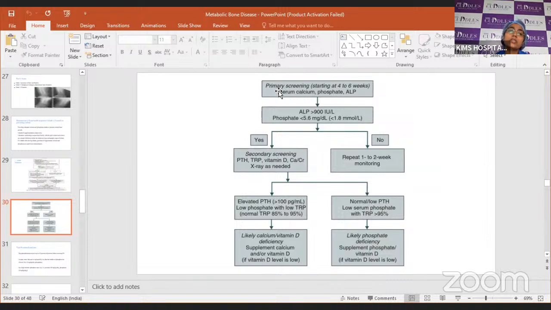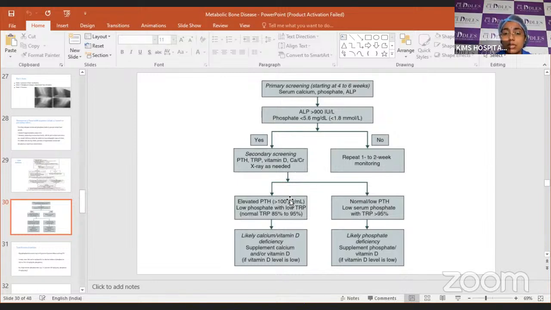This is another algorithm. In primary screening, we will start at 4 to 6 weeks, earlier in some cases, and check serum calcium, phosphorus, and ALP. If they are diagnostic of osteopenia of prematurity, then we will send secondary screening such as parathyroid hormone, tubular reabsorption of phosphate, vitamin D, calcium creatinine ratio, which mostly we won't send, and X-ray as needed.